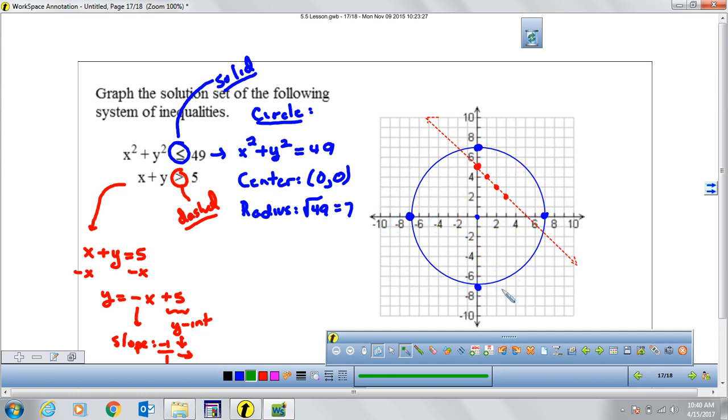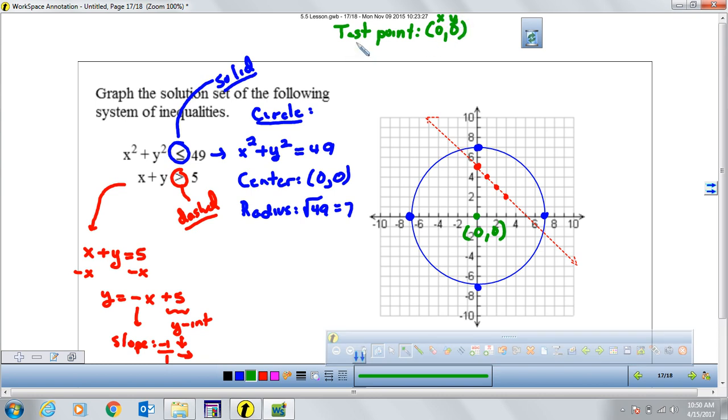Okay, so I'm going to start by testing the middle, which is (0, 0). And (0, 0) is going to test this bottom region right here, this inside. So let's test it out. If I replace the x with 0 and the y with 0 in the first one, let's see what we get. 0 squared plus 0 squared is less than or equal to 49. 0 plus 0 is 0. Is 0 less than or equal to 49? That is true.